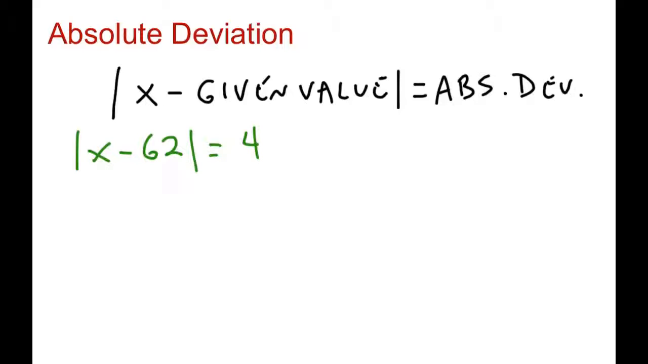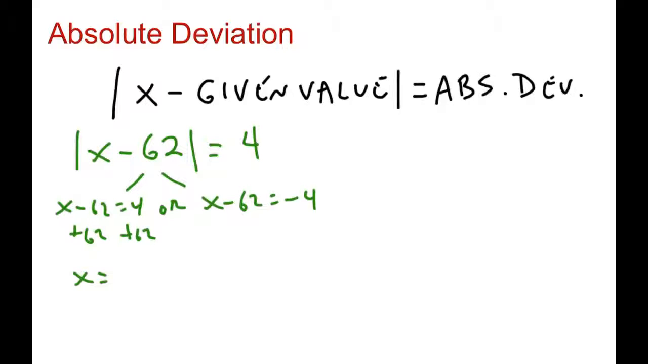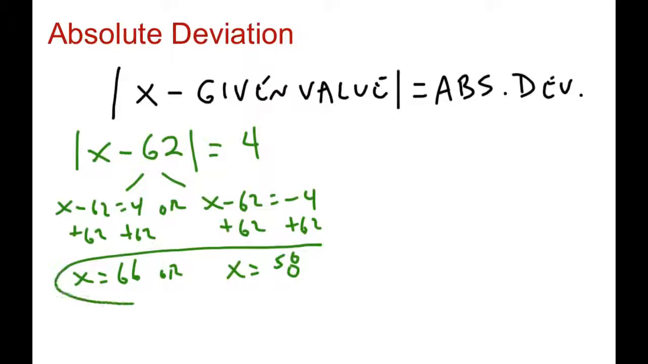And then I would do what we did before. I would set this up. X minus 62 equals 4, or X minus 62 equals negative 4. Add 62 to both sides here. X equals 66, or I'm going to add 62 here. X equals 58, just like we said on the other page. So there are two possible answers.